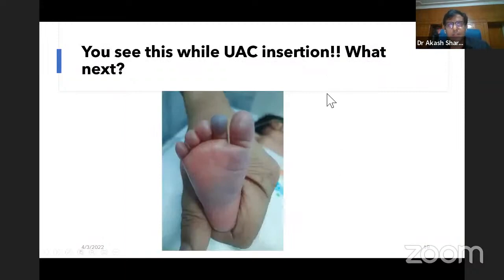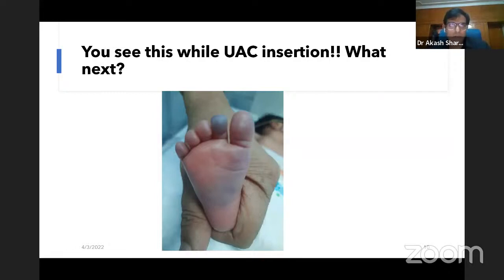So if you insert a UAC, say, and just after 10 or 15 minutes of insertion you see that one foot of the child is sinuous, and the sole is also a bit sinuous, what will you do next? The most common reason has to be looked for in every case when you insert a UAC, as well as a peripheral arterial cannula: that the fingers and toes distal to the insertion site are not in vasospasm or in some form of cyanosis.